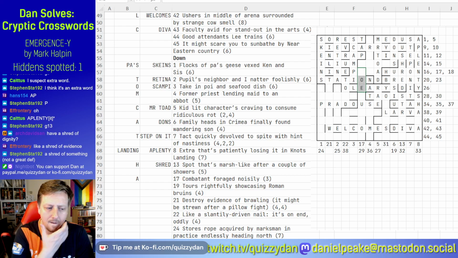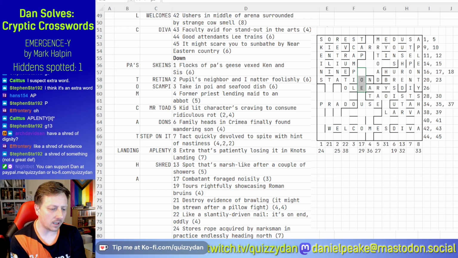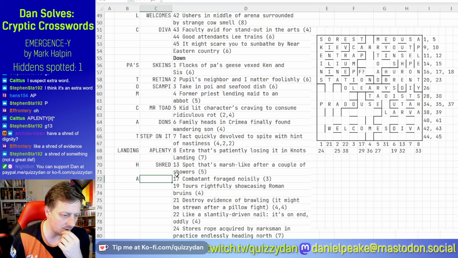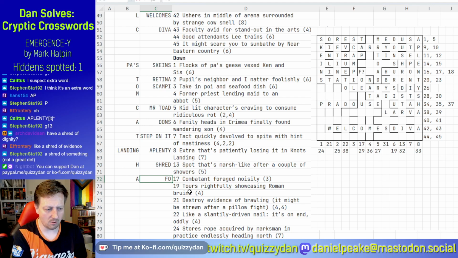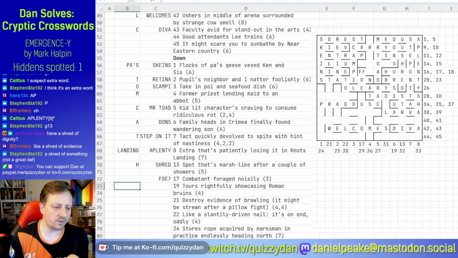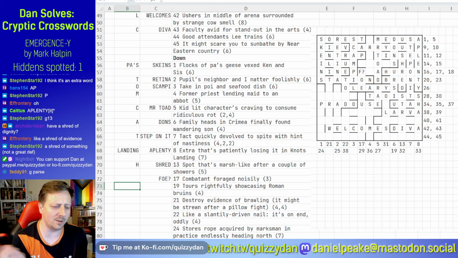How is that? Oh, hang on. Is it every other letter or something? No. Noisily. Could something have... It's got to be foe, right? I'll put an F there, which may or may not be good. I'll put an F question mark there because I don't know. But foe doesn't feel great. Not sure what's going on. Tours rightfully showcasing Roman ruins. It's got to be Roman ruins, surely.